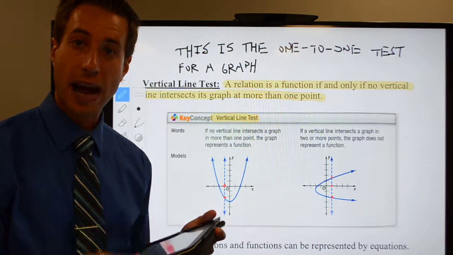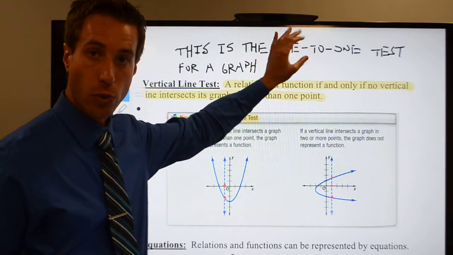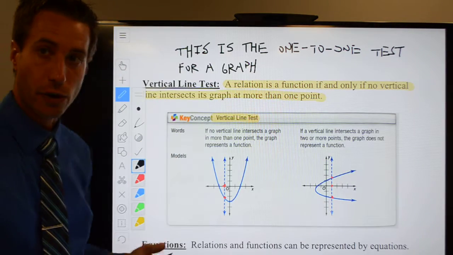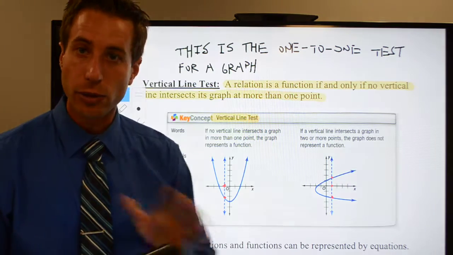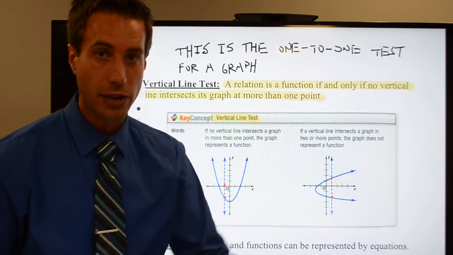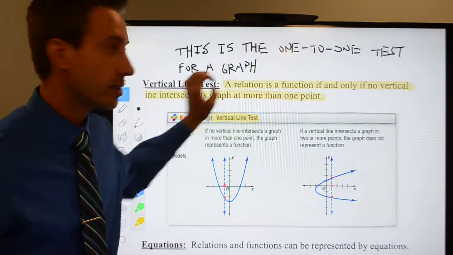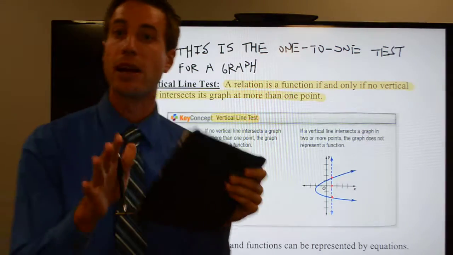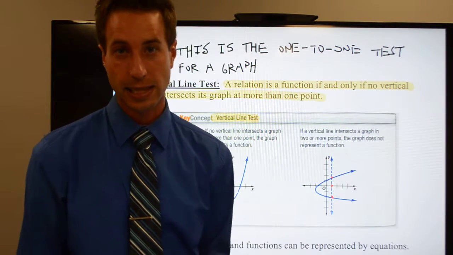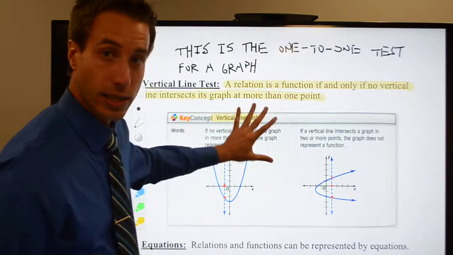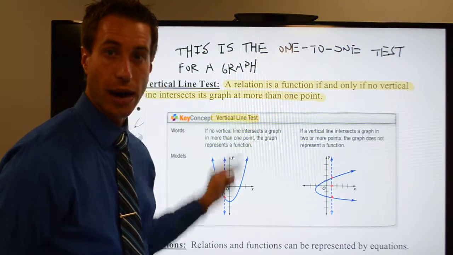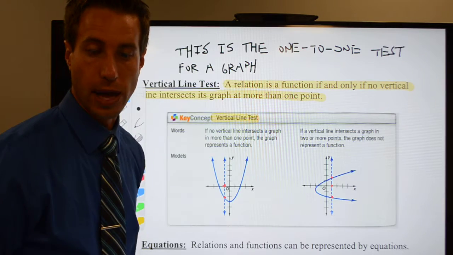Because it's on a graph, we don't call it the one-to-one test, we simply call it the vertical line test, even though you're testing the same thing. Does each domain value go to just one range value? But the point is, you're doing the exact same thing. When you're doing the one-to-one test for a map, you're doing the one-to-one test here, just now it's on a graph, so we call it the vertical line test.